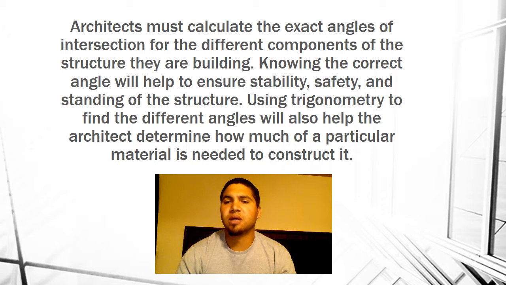Architects must calculate the exact angle of intersections for the different components of the structure they are building. Knowing the correct angles will help to ensure both stability and safety of the structure. Examples of this include roofs, slopes, suspension bridges, and support beams. Using trig to find different angles will help the architect determine how much of a particular material is needed to construct it.